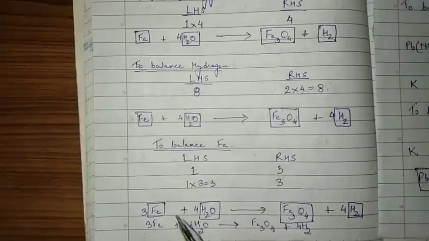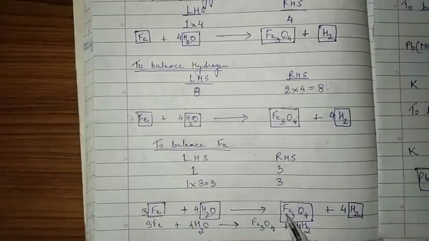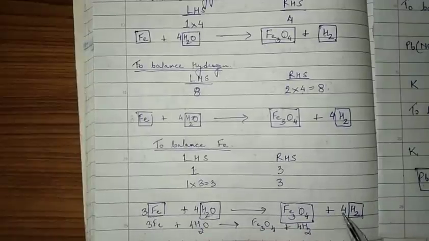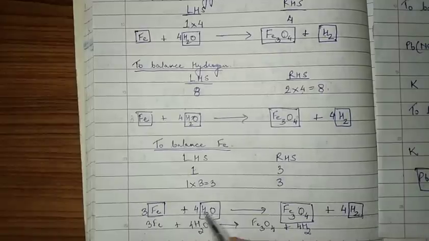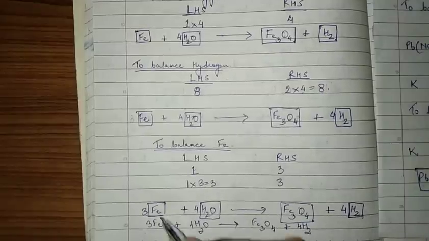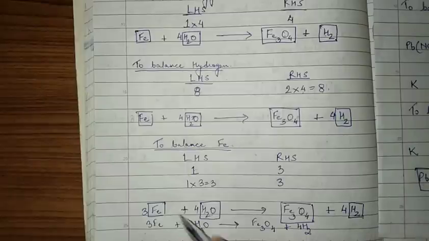Now, here we can see that the number of iron atoms are equal, the number of hydrogen atoms are equal, 8 and 8, and the number of oxygen atoms, 4 and 4, are equal. So, now this equation is our balanced chemical equation. We remove the boxes and we write the final balanced chemical equation in this form.